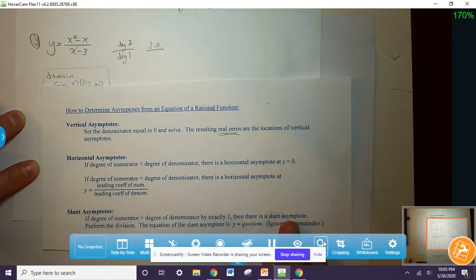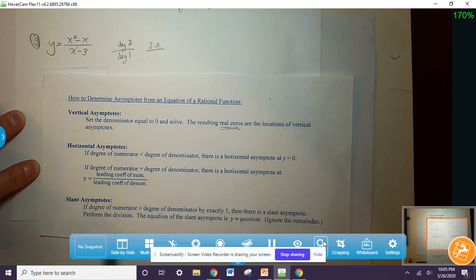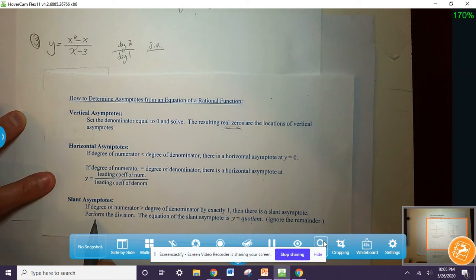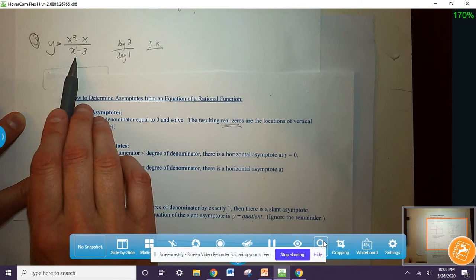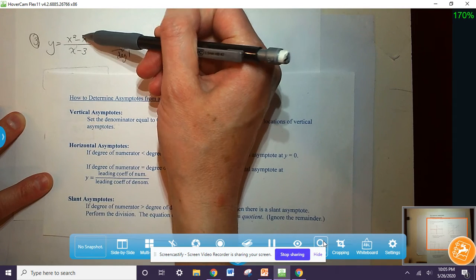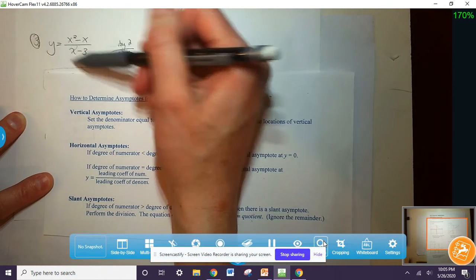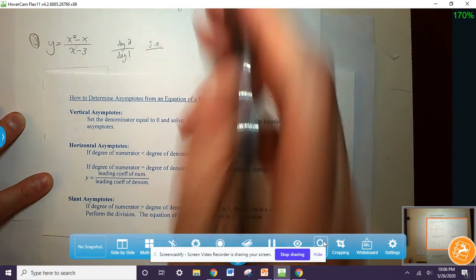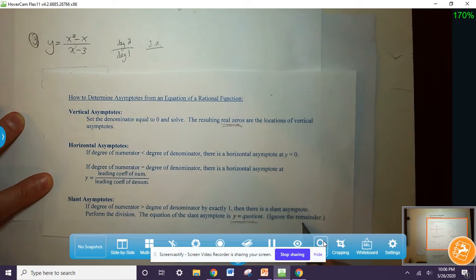In that slant asymptote, to find out the equation of it, we perform the division. So a lot of people look at that and say, what are you talking about? What division? Well, look at the function itself. It is a division problem. It's a numerator over denominator. This is your dividend. This is your divisor. So what you're going to do is do this actual division, and the equation of the slant asymptote will be y equals the quotient, and we'll ignore the remainder.